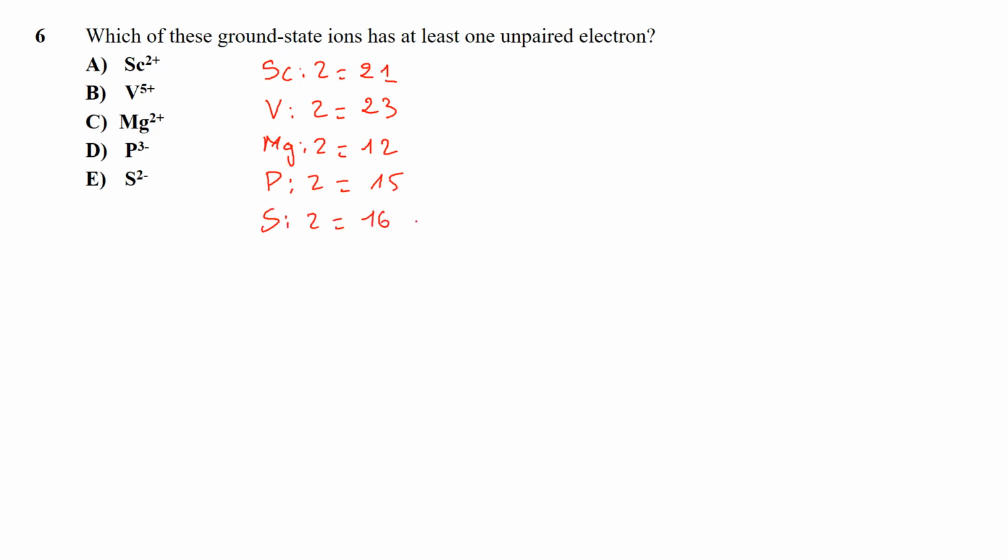Let's start with sulfur. So if I have S2 minus, I will add 2 electrons, so 18 electrons. So how can I fill them? By 1s2, 2s2, 2p6, 3s2, 3p. So here we have already 10 plus 2, 12. So I need 6 more to get 18 electrons. So 1s2, 2s2, 2p6, 3s2, 3p6. This is 18, and there is no unpaired electron here.